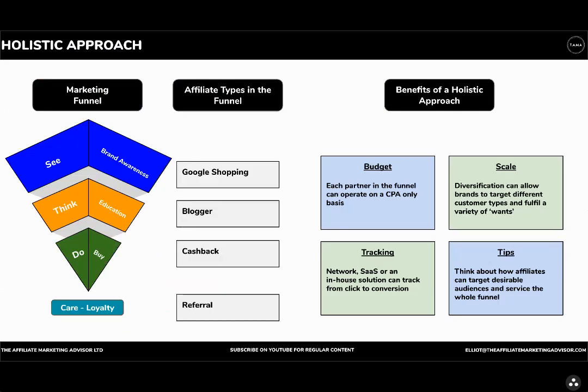So, over this lesson, what I want to stress and introduce you to is the most valuable way of managing an affiliate and/or influencer or partner program, whatever it may be. And the approach is one that is holistic. Now, you can see on the left-hand side, I've created a marketing funnel. I'll just run through that quickly. It has a see element, a think element, a do element, and lastly, care.